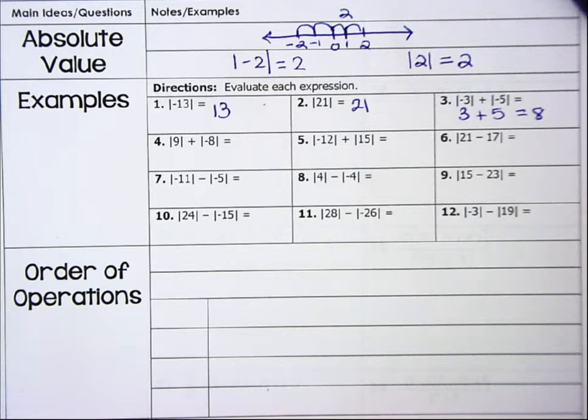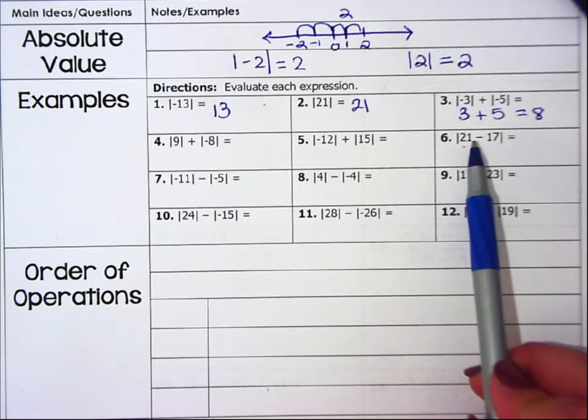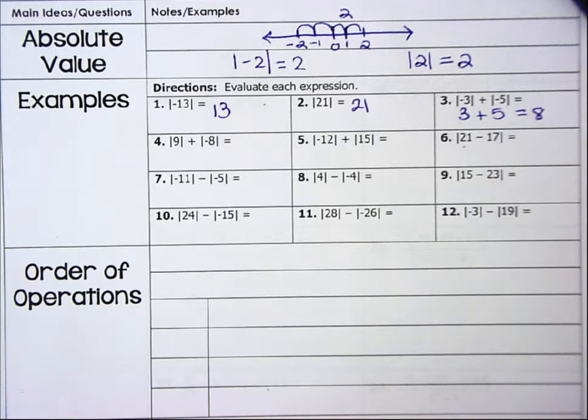The only thing that might be a little bit weird is when you get down to something like number 6, you do have to do the math inside the absolute value symbols first before you take the absolute value. The absolute value symbols are somewhat like a pair of grouping symbols, just like parentheses would be when you're doing order of operations.